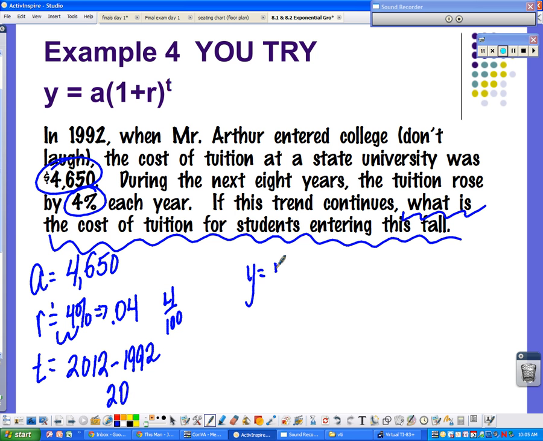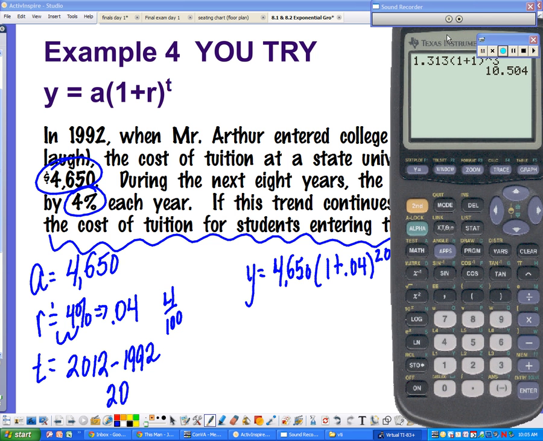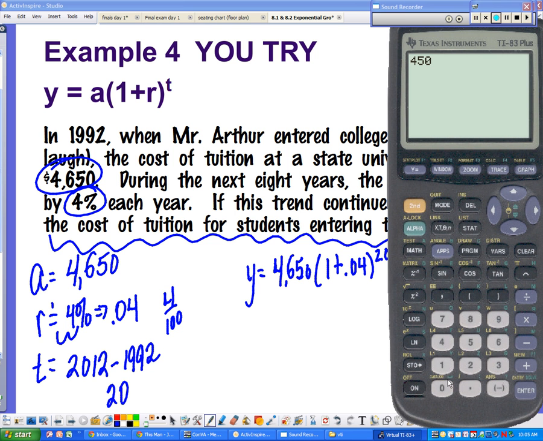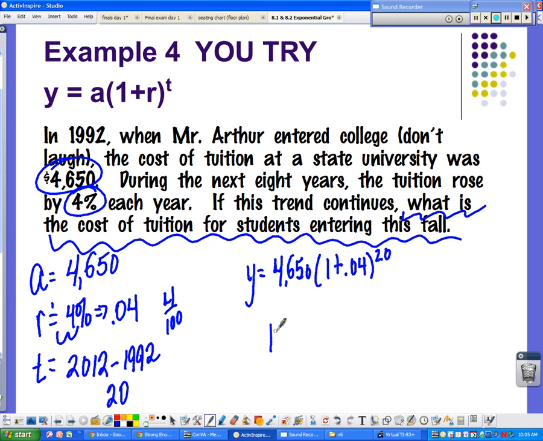Y equals 4,650 times (1 plus 0.04), and your T is 20. So if we go back to our calculator, we get 4650, parenthesis, 1 plus 0.04, close the parenthesis, and this time we're going to raise it to the 20th power. Your calculator is going to do a decent job of solving this, and you find out that it's actually $10,188 and 72 cents. I do expect it to go 2 decimal places.